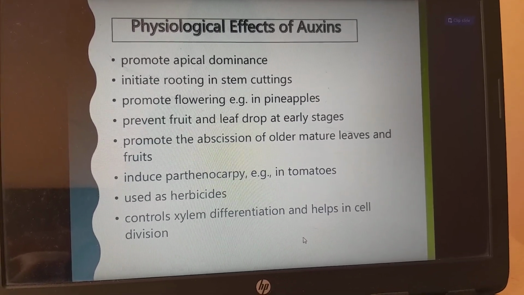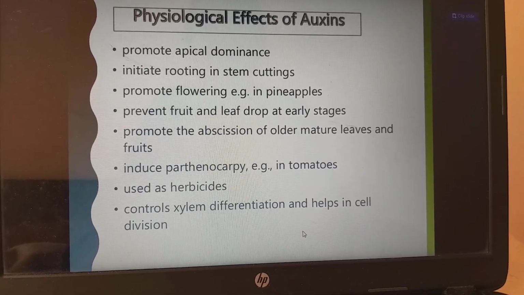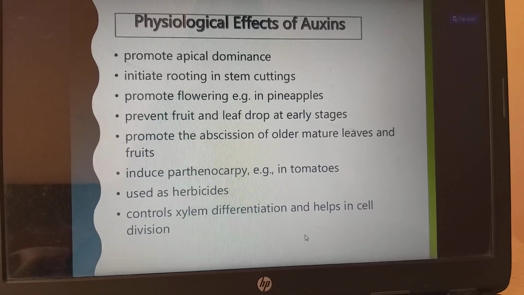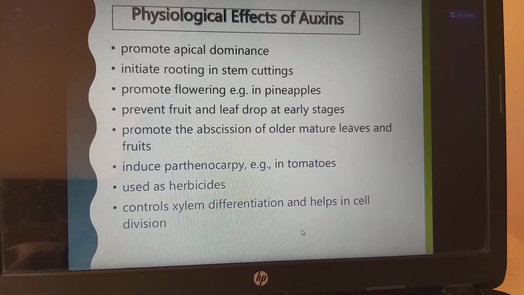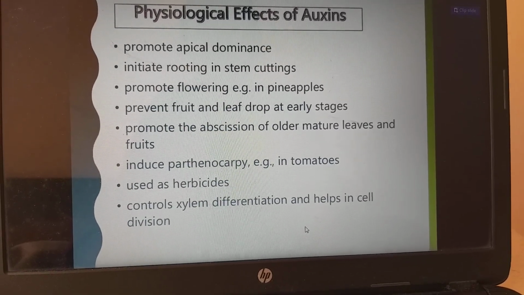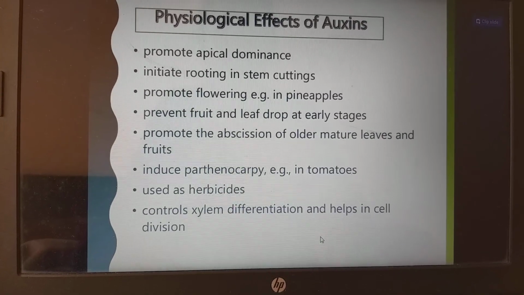Next, the physiological effects of auxins: promote apical dominance, initiate rooting in stem cuttings, promote flowering, for example in pineapples, prevent fruit and leaf drop at early stages, promote the abscission of older mature leaves and fruits, induce parthenocarpy, for example in tomatoes, are used as herbicides, control xylem differentiation and help in cell division.